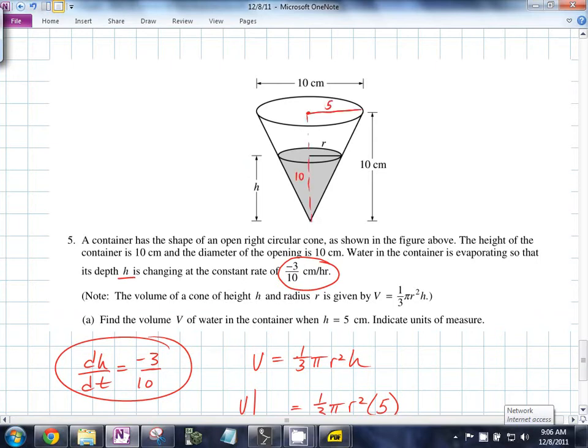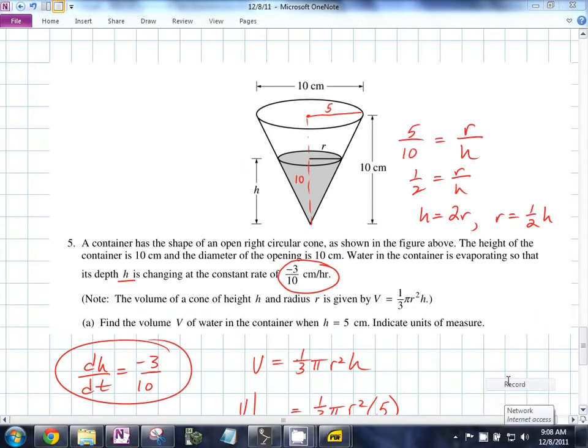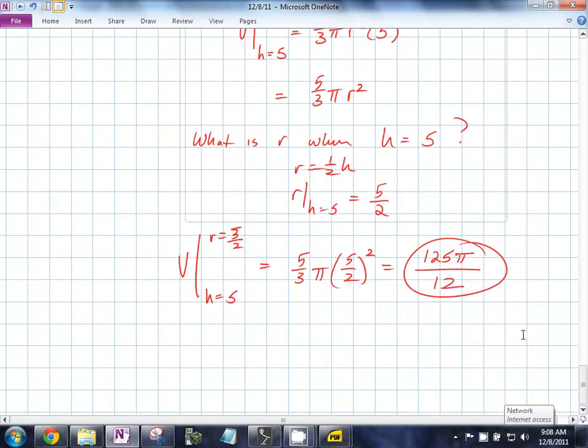Find the volume. Indicate units of measure. What's the unit of measure on this? Centimeters cubed. This is centimeters cubed, right? It's a volume, and it's in centimeters. Okay, great.